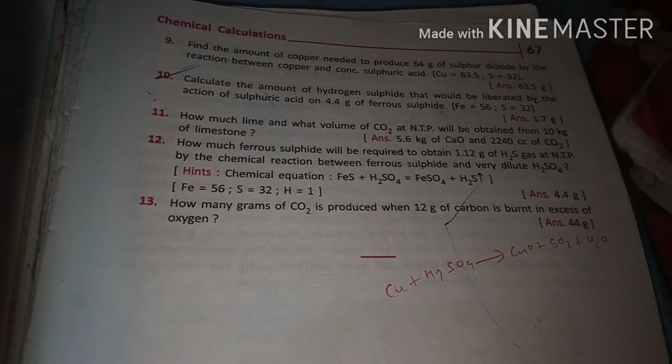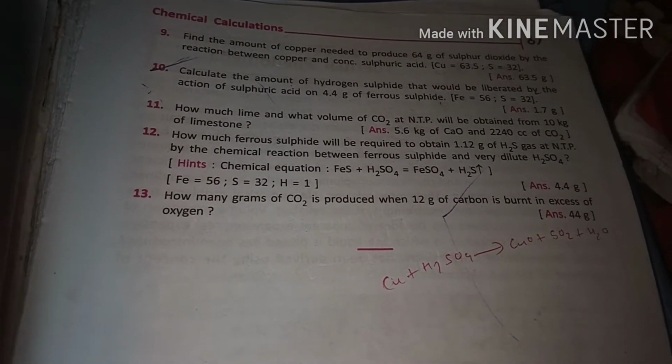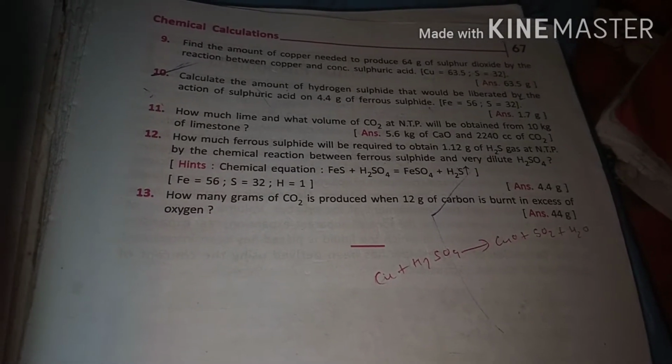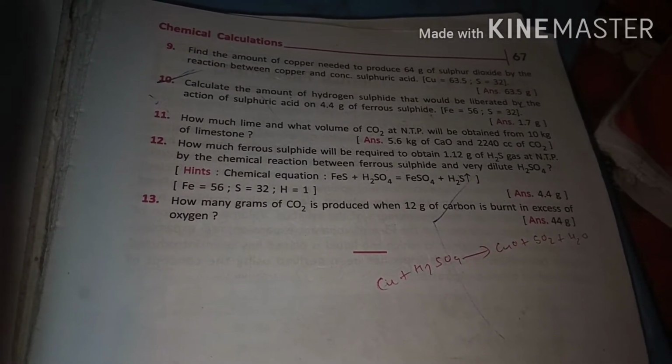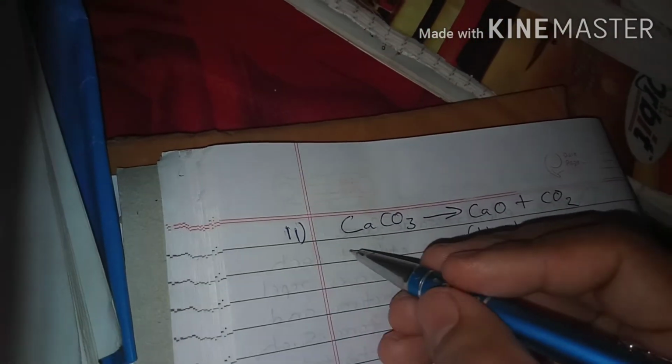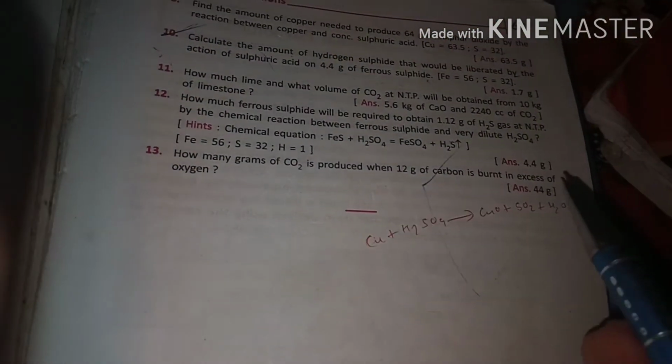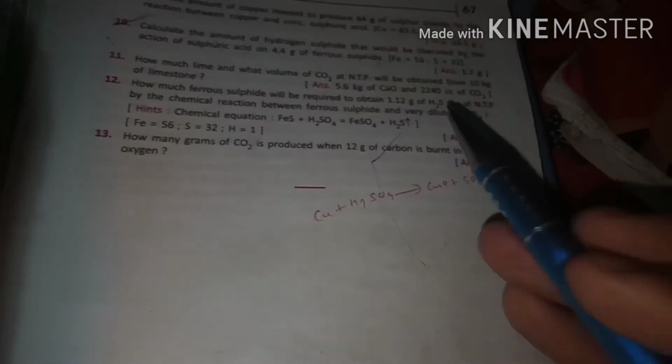Now how much lime and what volume of carbon dioxide at NTP will you obtain? First of all you will write the equation. First of all write the formula of limestone, which is CaCO3. When we break this, it will break into calcium oxide and carbon dioxide. So CaO is called lime, and this is called limestone. You have to find how much kg of lime will be obtained. Now let's solve these questions.